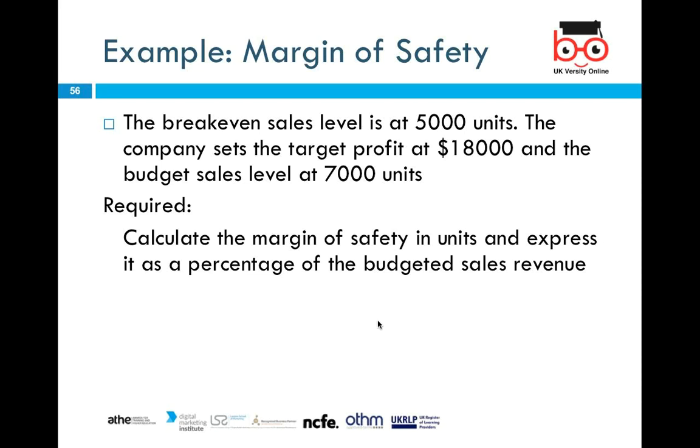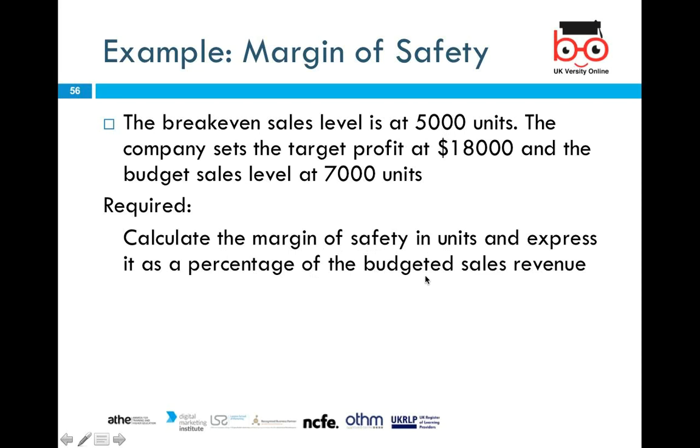So let's see another margin of safety example. The break-even sales level is 5,000 units, the company's target profit is 18,000, and the budgeted sales level is 7,000 units. So this is another way to do the margin of safety, because the other example was a target profit, and this is a margin of safety where we already have a target profit and a break-even sales of 5,000 units.